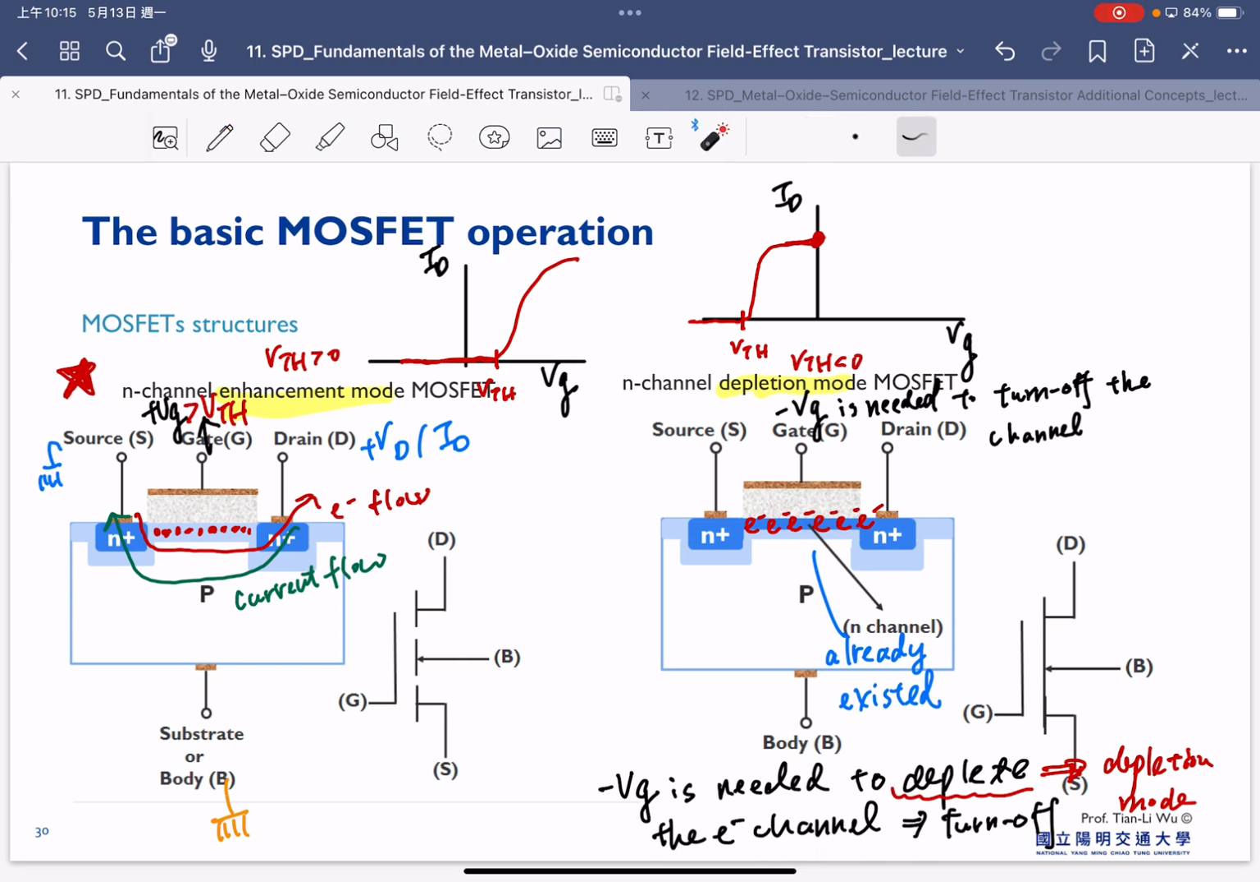Okay, so this is a typical circuit symbol for the MOSFET. We can draw it this way in circuit design, so we don't always have to show all these things. We can simply draw it this way, and people will understand this is a MOSFET. So we have a gate, a drain, a source, and the substrate body here, and this is the case for the depletion mode.